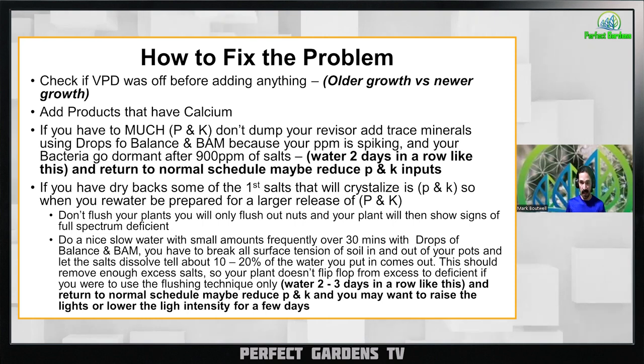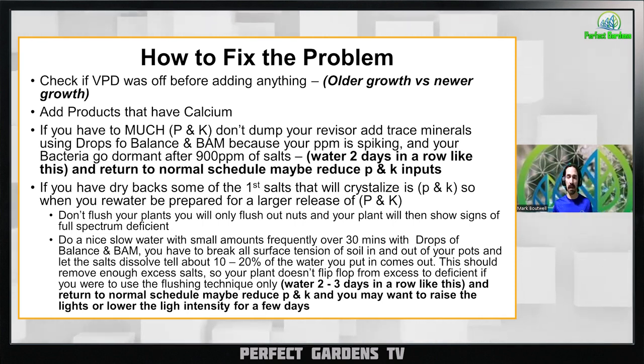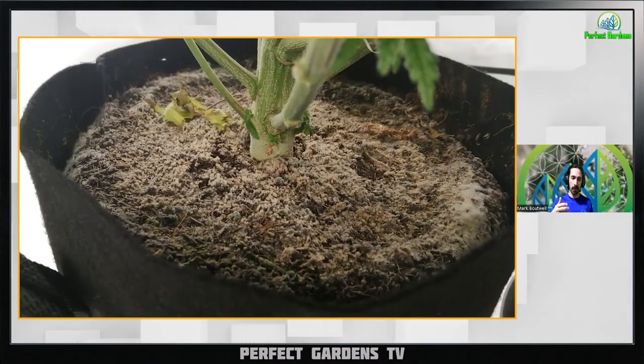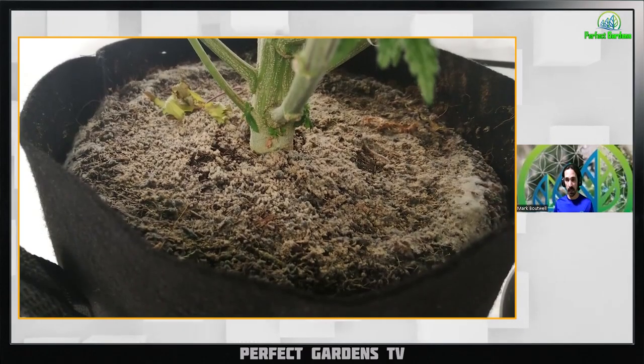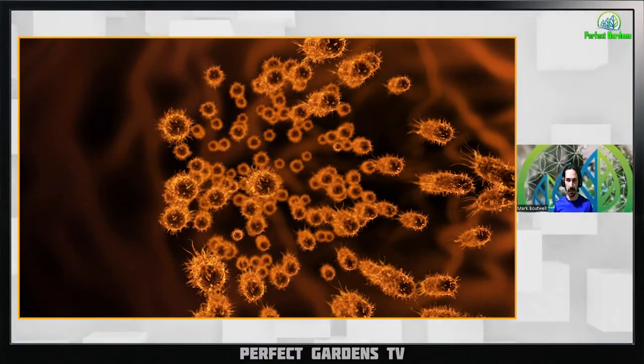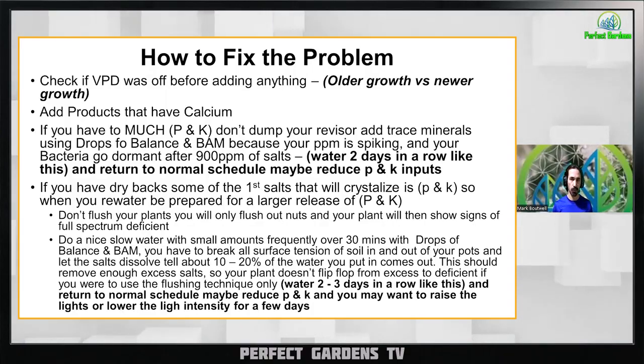The next thing I recommend, if you are using a living system, is to add in BAM. BAM has 83 bacteria in it. What happens is when the salts build up, your parts per million increase. And when your parts per million increase and go past 900, the bacteria begin to go dormant. So I recommend to re-inoculate with a precursor bacteria, and that's normally why I recommend the BAM, and it stands for badass microbes.